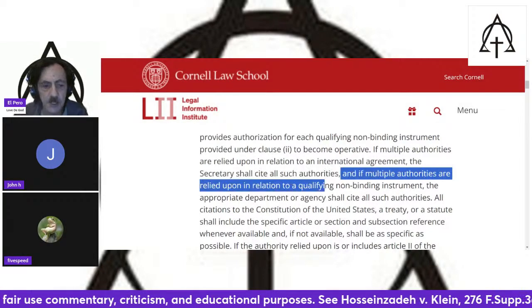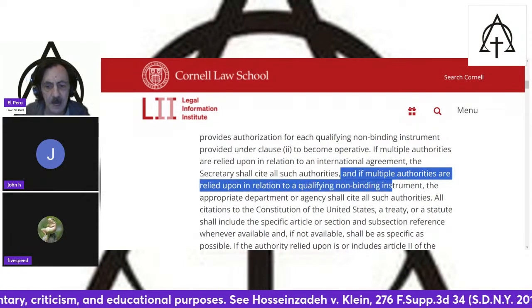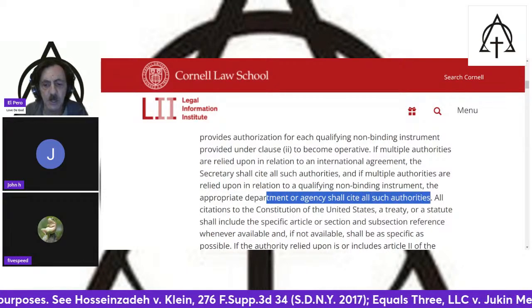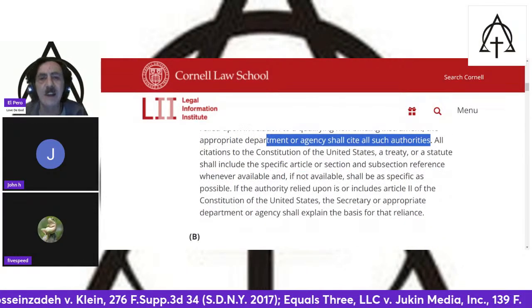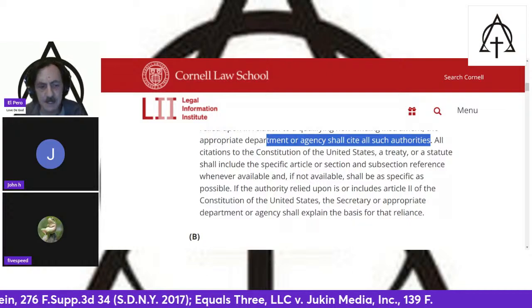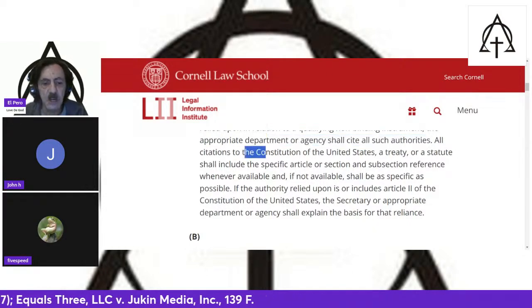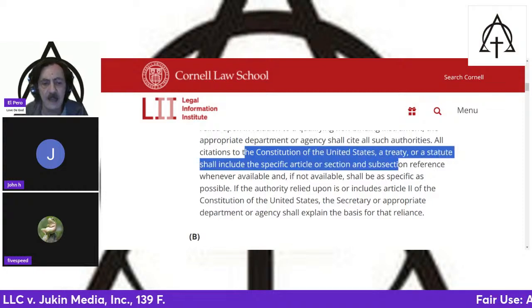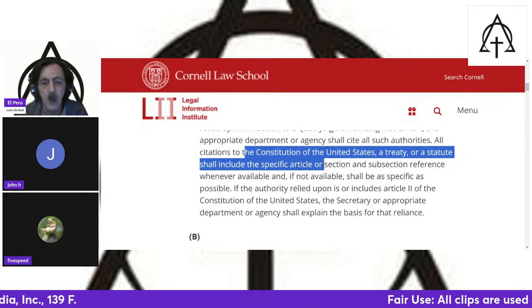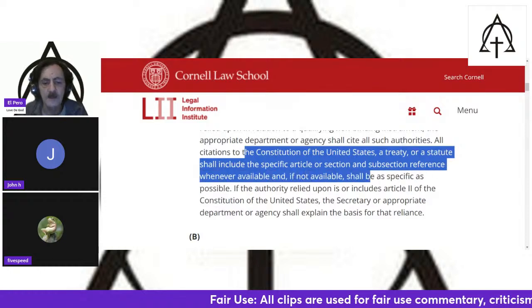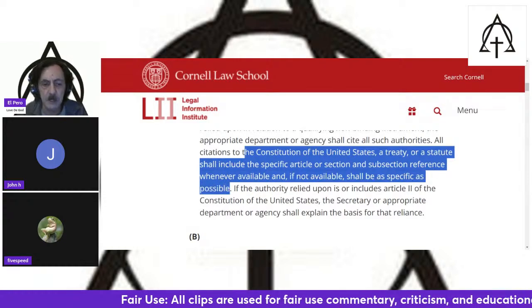And if multiple authorities are relied upon in relation to qualifying non-binding instrument, the appropriate department or agency shall cite all such authorities. Expenses incidental to transfer of title to the United States in preparation for this. All citations to the Constitution of the United States, a treaty, or a statute shall include the specific article or section and subsection reference whenever available, and if not available, shall be as specific as possible.